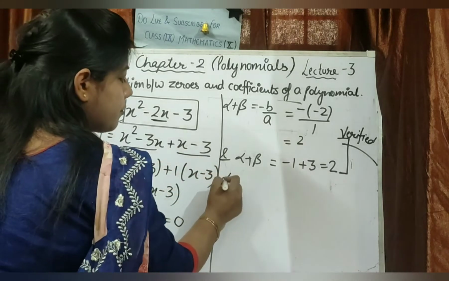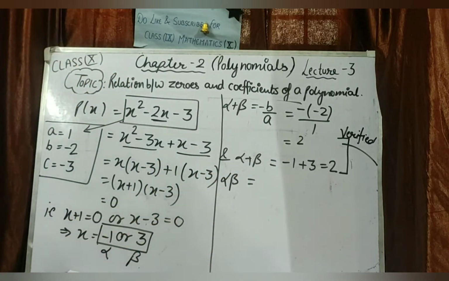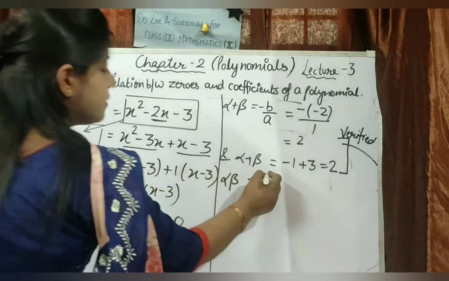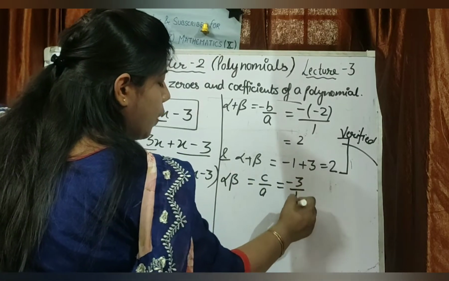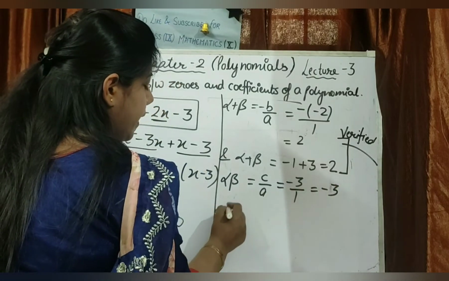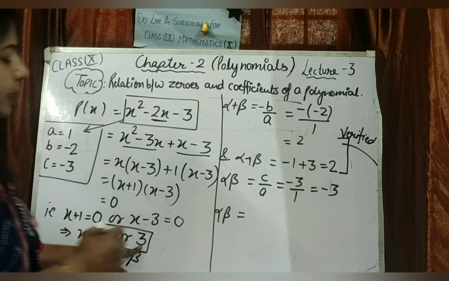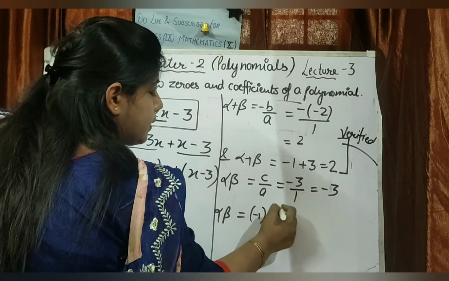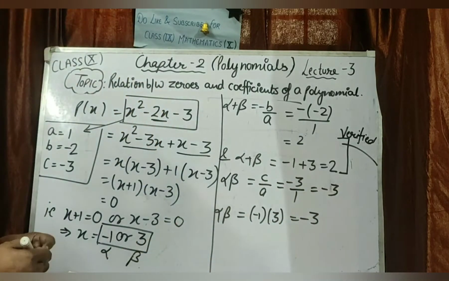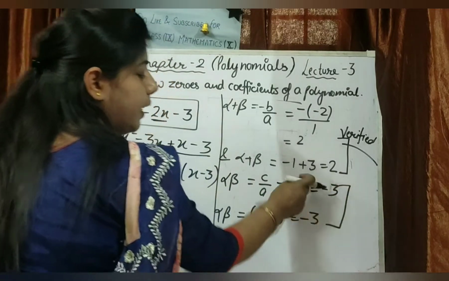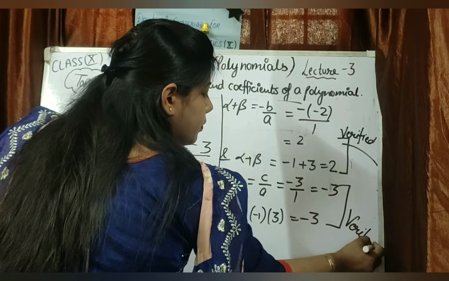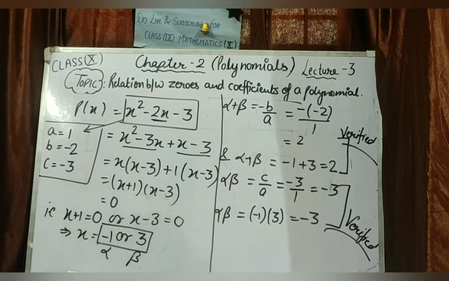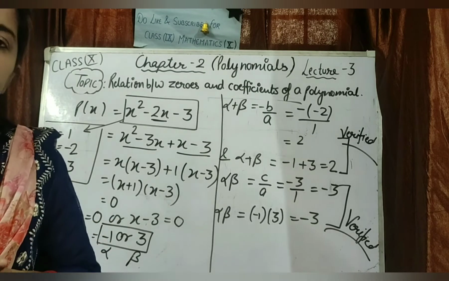Now let's see. Alpha into beta, and you know what alpha beta is, we just discussed? Yes, it is C upon A. C upon A means, what is C here? The constant term. C means minus 3 upon 1, that is minus 3. On the other hand, alpha into beta is what? Minus 1 into 3. So again I am getting minus 3. So you can observe in this case also, in both I am getting the same, that is minus 3. So hence verified. It means in this way we can verify for quadratic polynomials.